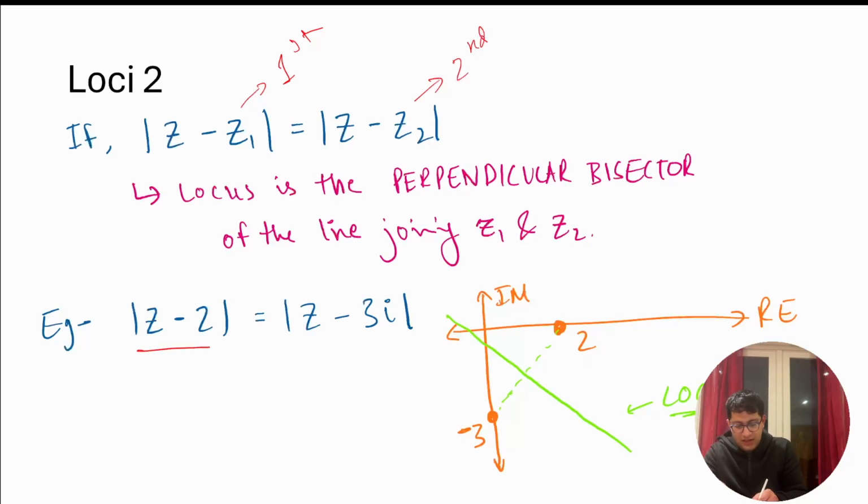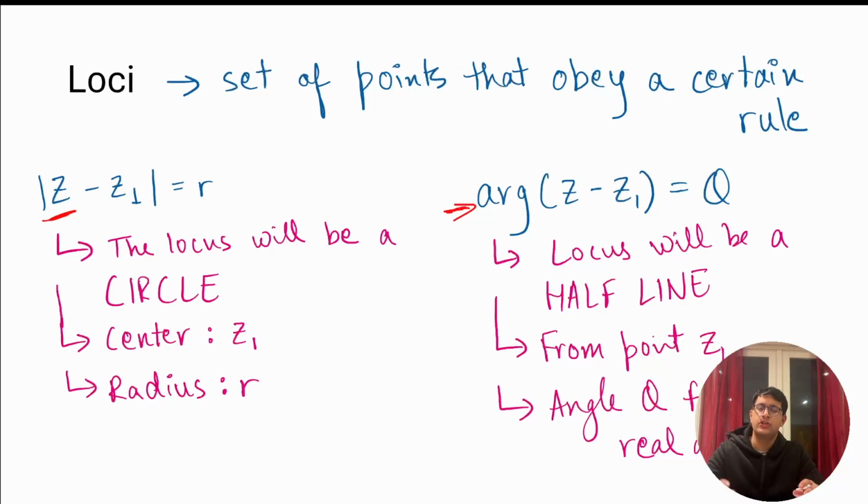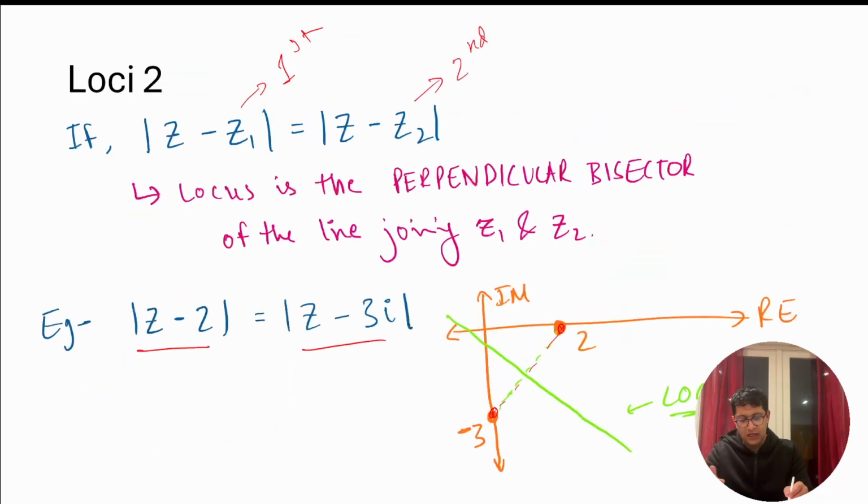So in the example, I've chosen a very simple example for ease of explanation. One of our complex numbers is z minus 2, the other one is z minus 3i, right? So 2 and 3i, 2 points. The loci is simply, you draw an imaginary line connecting these 2 points. The perpendicular bisector to that imaginary connecting line is going to be the loci. Just to reiterate, these are the only 3 types of loci you're expected to draw and identify in all of complex numbers. Circles in this format, half lines in this format, and perpendicular bisectors, which will look something like this.